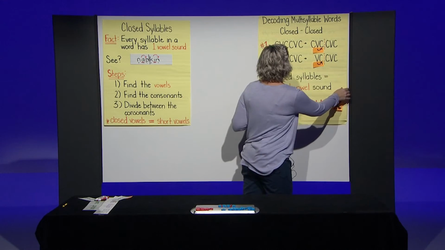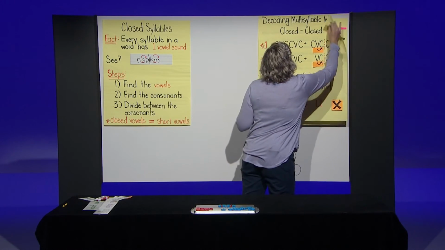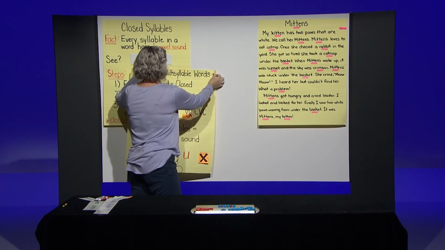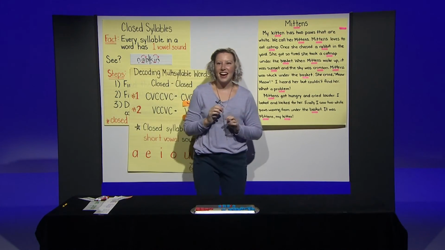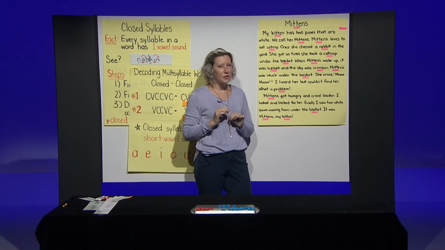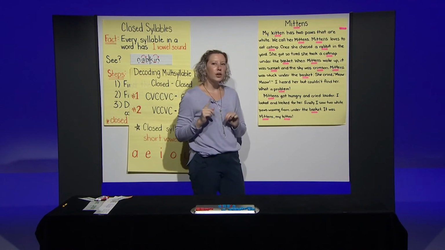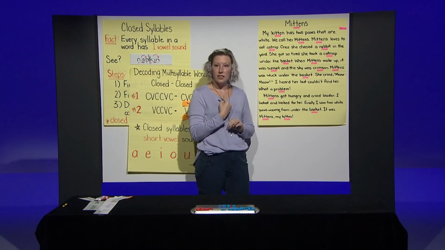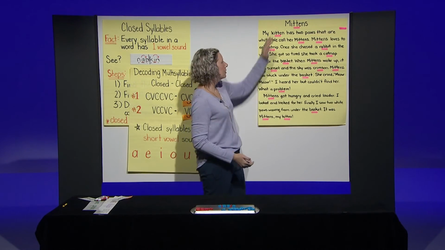Over here, I have a story I want us to read. In my story, I've already identified our multisyllabic words. Some of these we've already practiced. Let's go through and echo read the words that I've identified. I'll say the word, you read it after me.